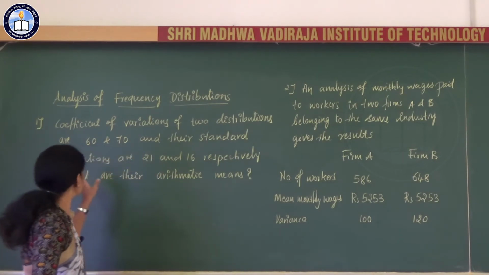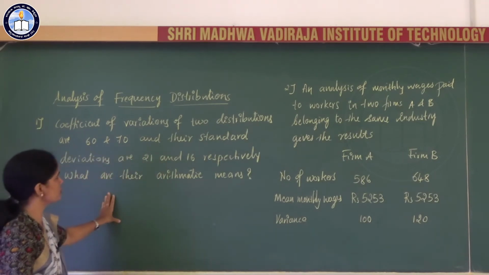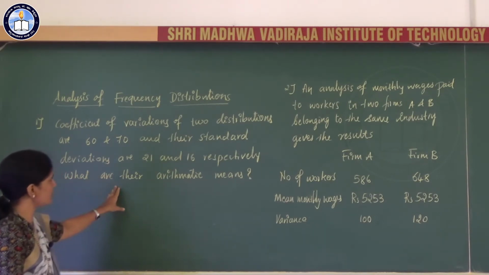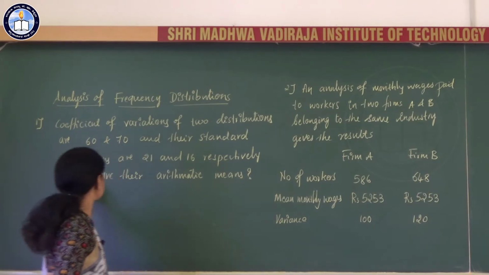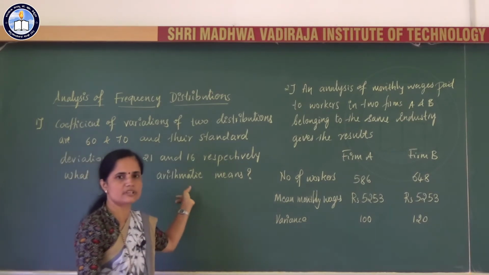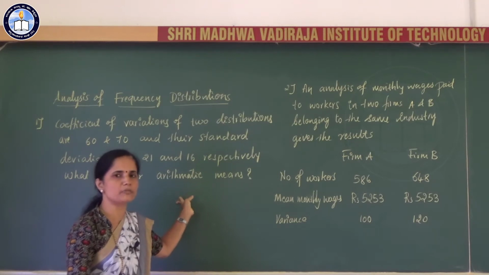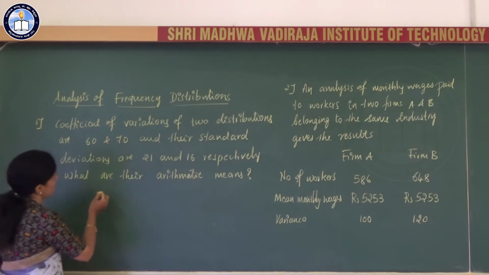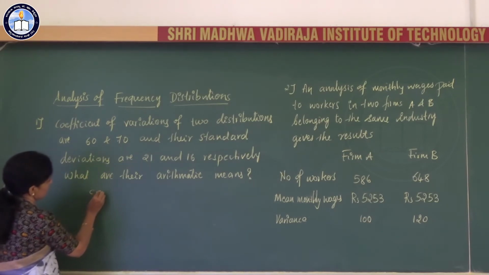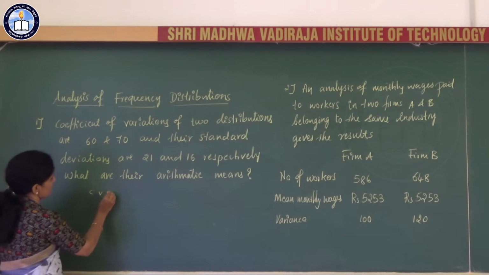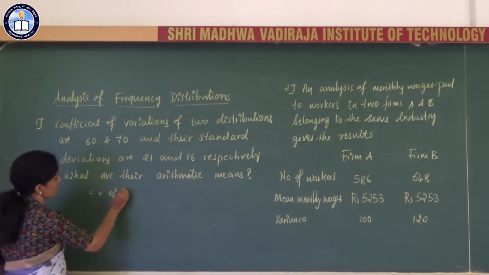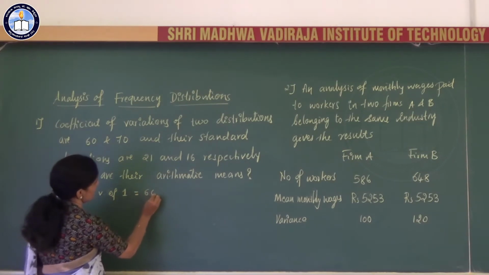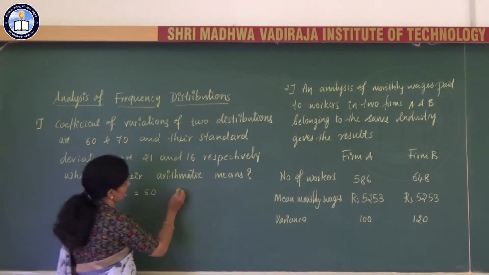Read the first problem. Coefficients of variation of 2 distributions are 60 and 70 and their standard deviations are 21 and 16 respectively. What are their arithmetic means? Here you must calculate the arithmetic mean by using the coefficient of variation and standard deviation. So I will take the coefficient of variation CV of first distribution, CV of 1, that is equal to 60, and CV of 2.